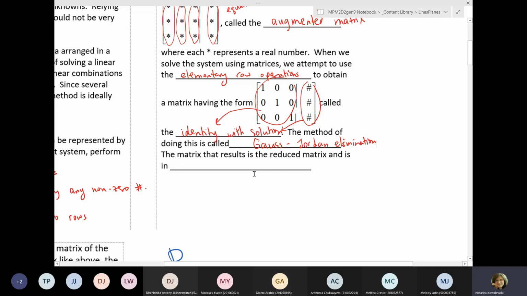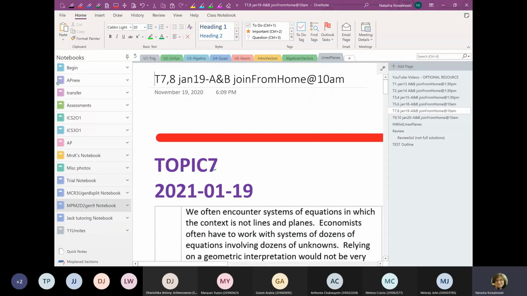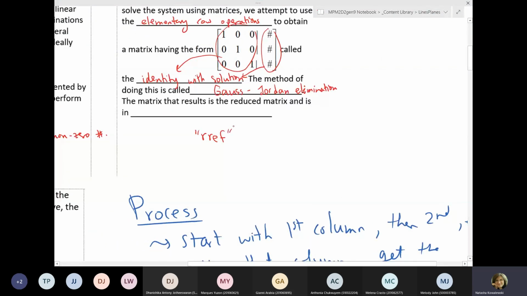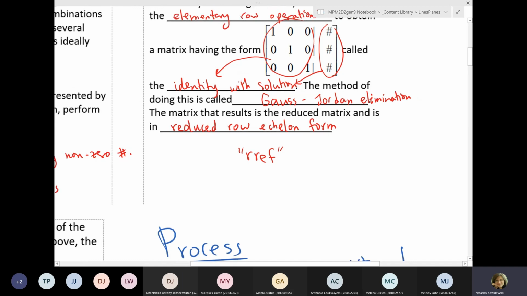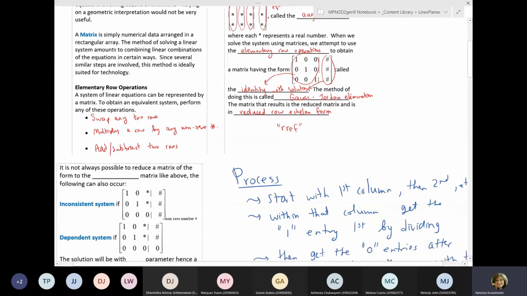Sometimes you might hear or see these particular words, or even in the calculator, they call it RREF. RREF is what it's called, so the calculator uses this. What does that stand for? It's reduced row echelon form. I'm not going to test you on this, but in case you're wondering what RREF stands for, I'm letting you know. Okay, so what is this Gauss-Jordan elimination?